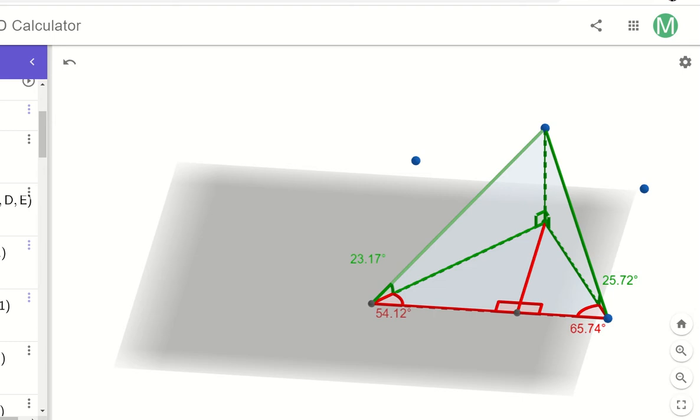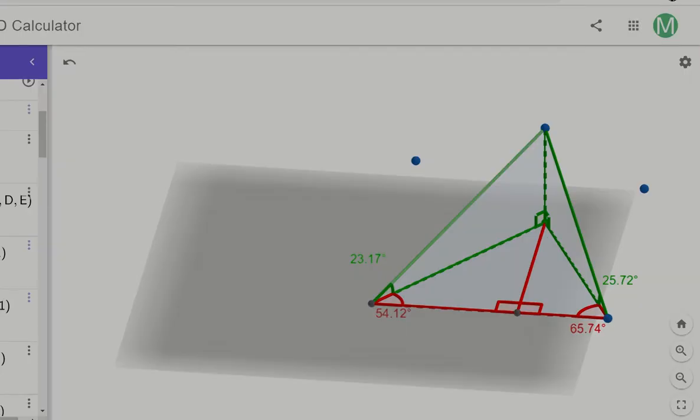I'm actually going to go straight from GeoGebra into the next section because that is the end of the introduction, and I'll see you there.